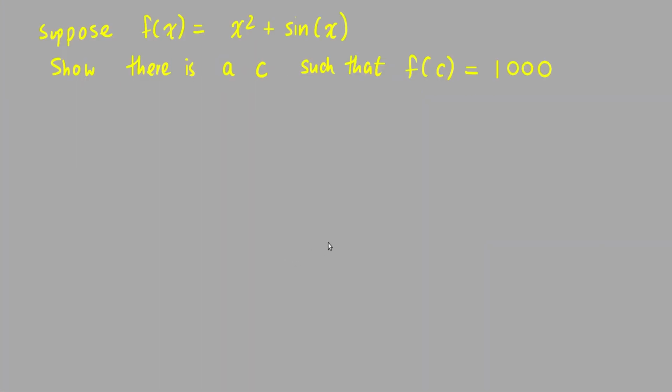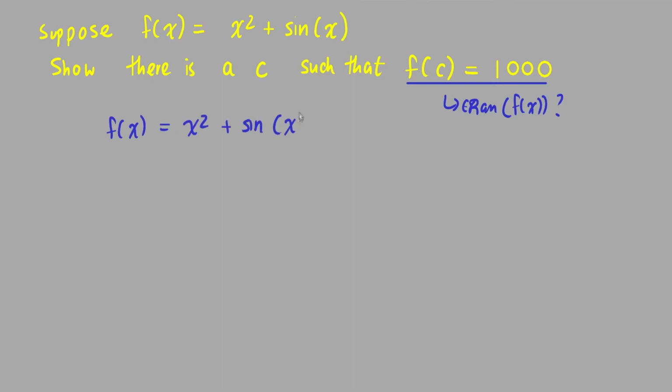Now you may not always be asked to show that a function has a root on a certain interval. You could be asked something more general like this. Say we have f of x equal to x squared plus sine x, and we want to show that there is a c such that f of c is equal to 1000. How would we go about doing this? First of all, we have to ask, is 1000 even in the range of f? Let's take a look by breaking apart our function.